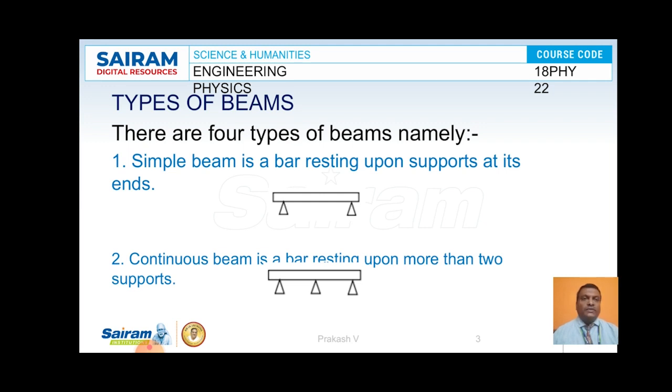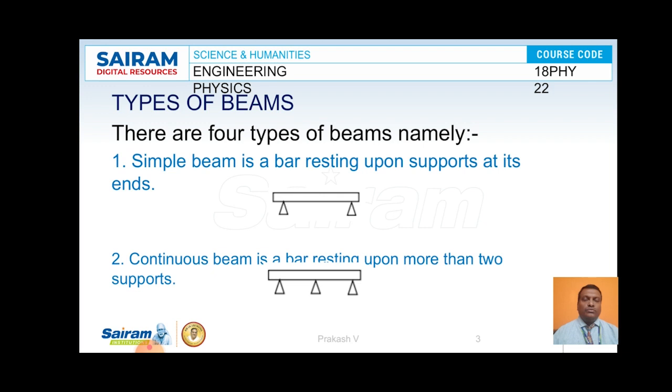When the beam is subjected to bending, the outer layers undergo extension, whereas the lower layers undergo contraction, and the middle layer will not undergo any deformation. Such a layer is known as the neutral axis.